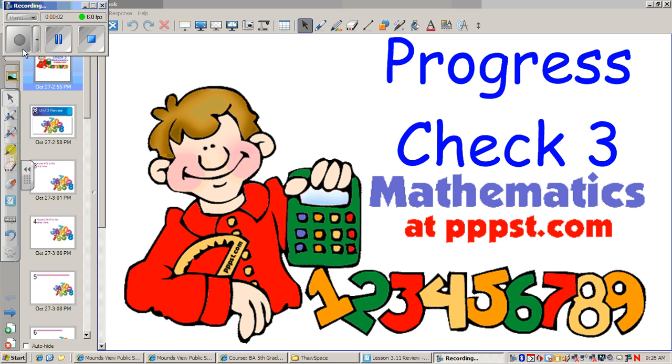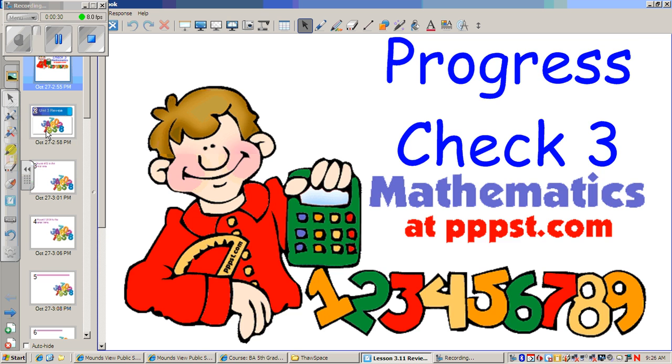We are going to work on a progress check 3, or should I say a review for Unit 3. I have the problems numbered for you, so as we go along, look for the number that you need to write down and then write down the answer that you think is correct. So let's get started. Because we did lesson 10 in class, this is our review, and then we will actually do a review in class also.